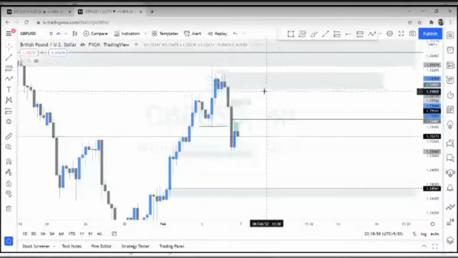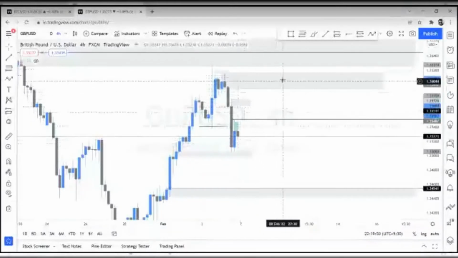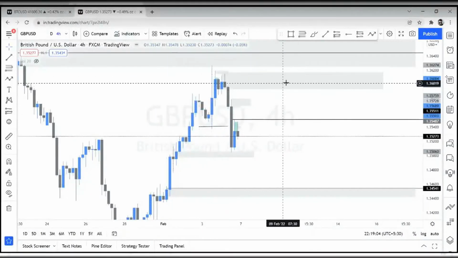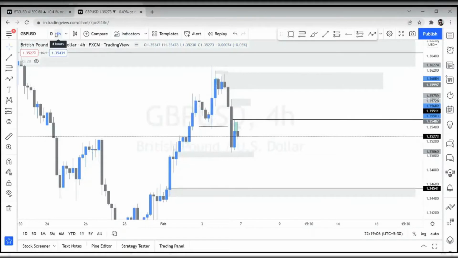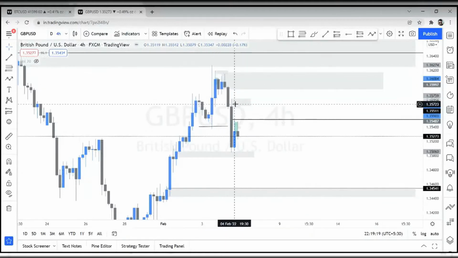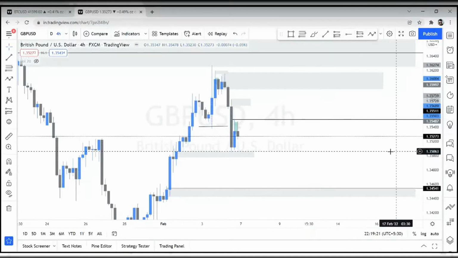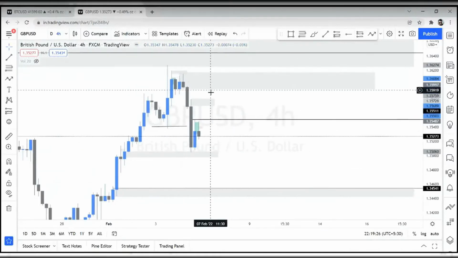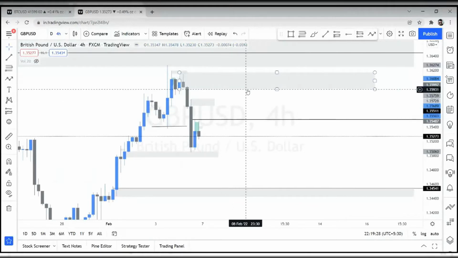You cannot confirm that in a 4-hour chart. If you are monitoring your chart in a 4-hour chart, then you need to move to a lower time frame, maybe 5 minute, 10 minute, 15 minute, whichever fits you. And which time frame exactly to use, I'll be putting on our YouTube channel as a different video. Stay tuned for that.